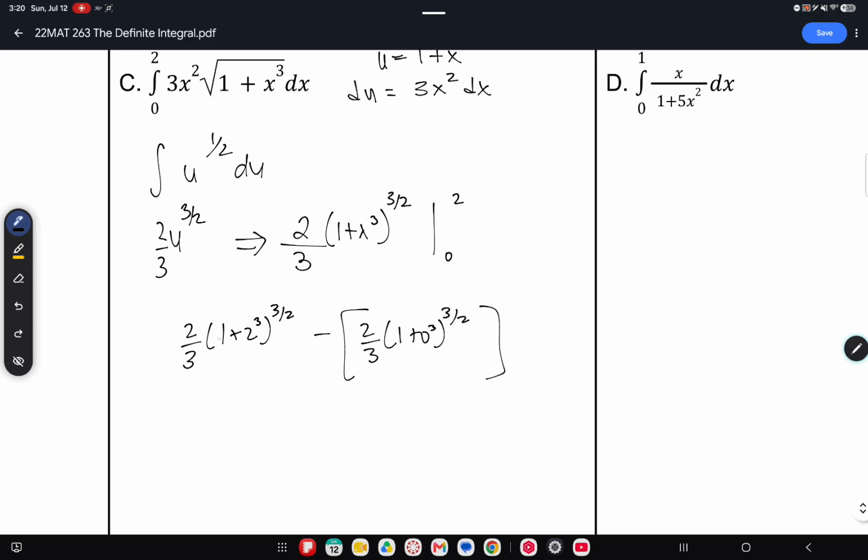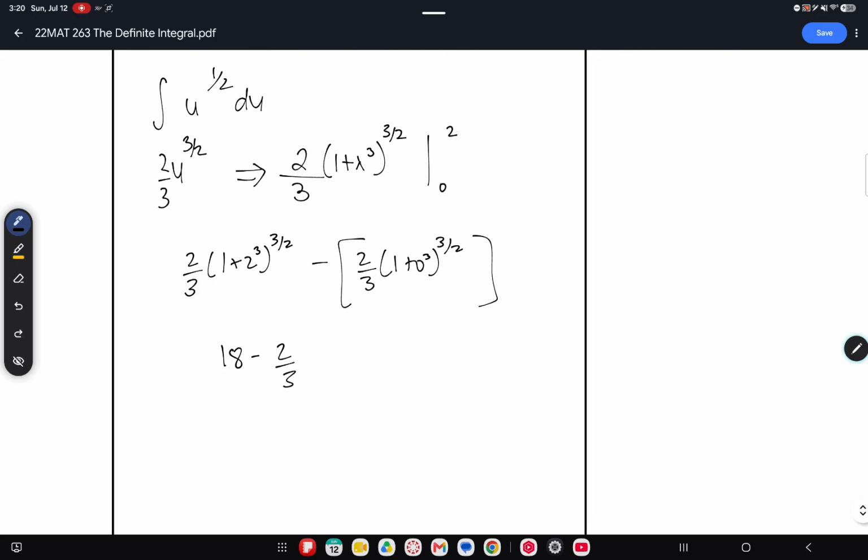2 cubed is 8, 8 plus 1 is 9, square root of 9 is 3, 3 cubed is 27. 27 divided by 3 is 9, 9 times 2 is 18. 1 plus 0 is just 1, and that's just going to be 2/3. So, all right, 18, let's see, it's 54/3 minus 2/3 to give me 52/3.